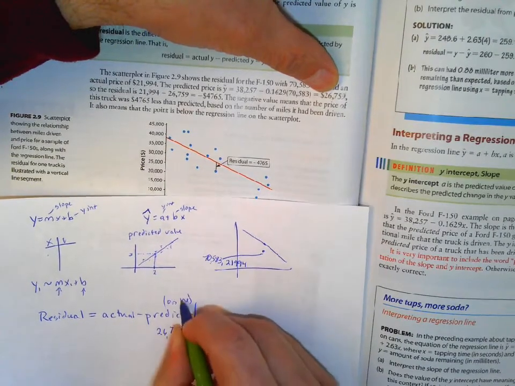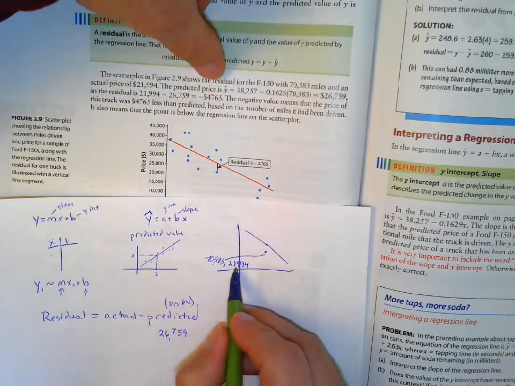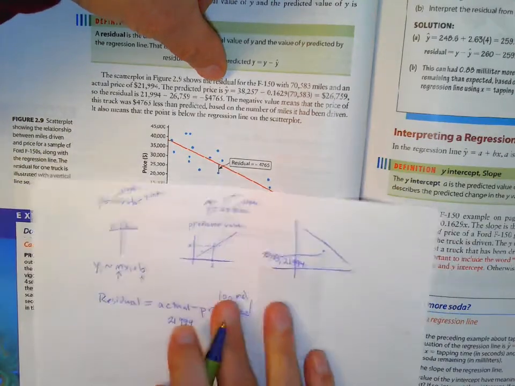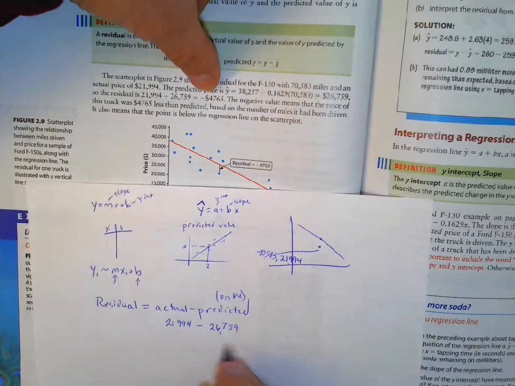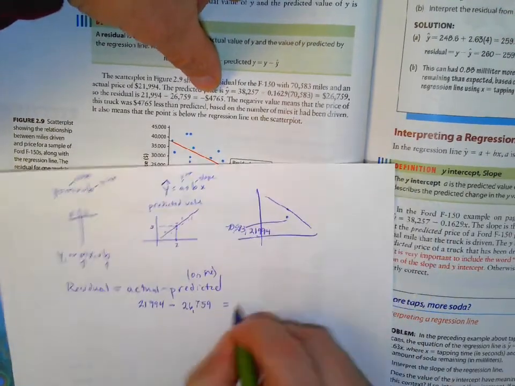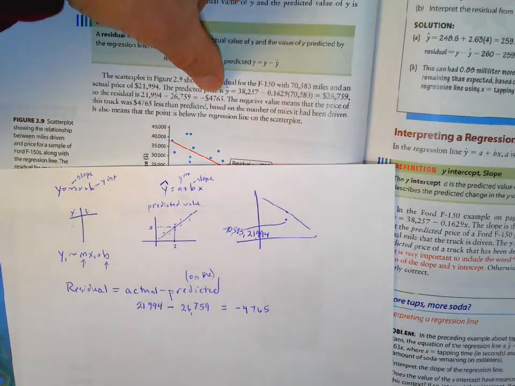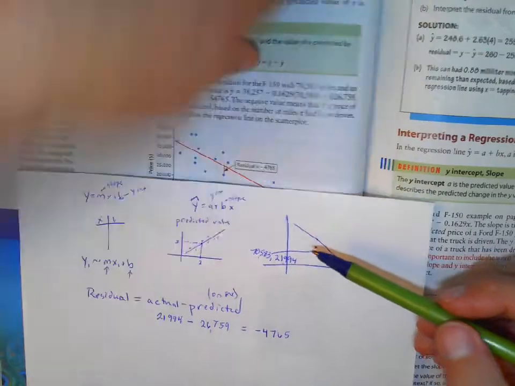Okay, on the line is our predicted. Now our actual, they said, was $21,994. So to find the residual, I subtract those two numbers. If I subtract those two numbers, I get negative $4,765.